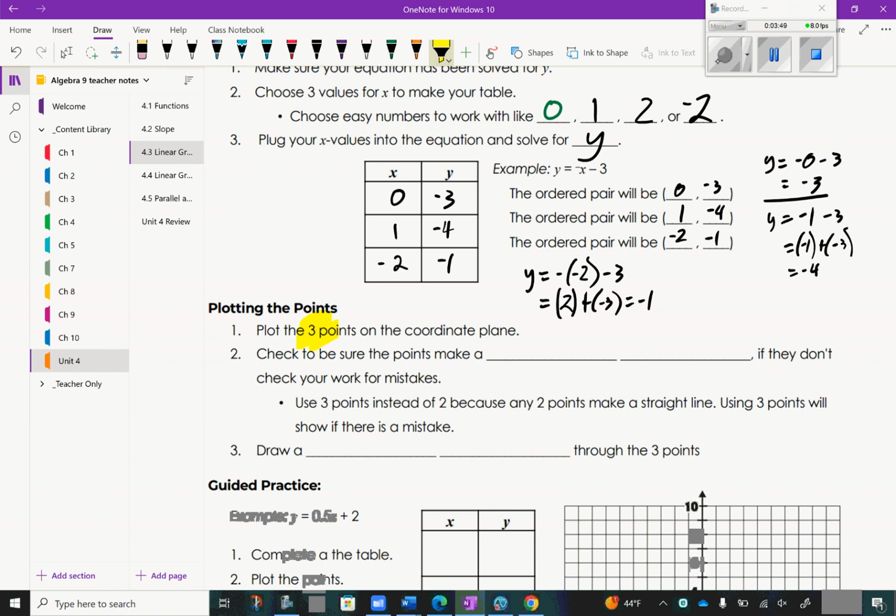Plot the 3 points in the coordinate plane. Careful, please make sure every single time you are finding 3. If you find 2 points, you're always going to get a line that goes through just 2 points. If your third point goes through the same line as those first 2, then that's how you're going to check. That's how you know that your line is going to be correct. If all 3 of them aren't on the same line, then you know you've got to go back and check something.